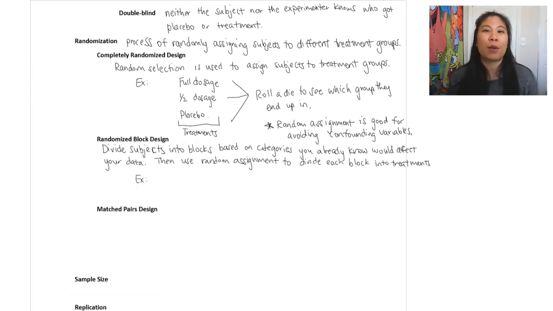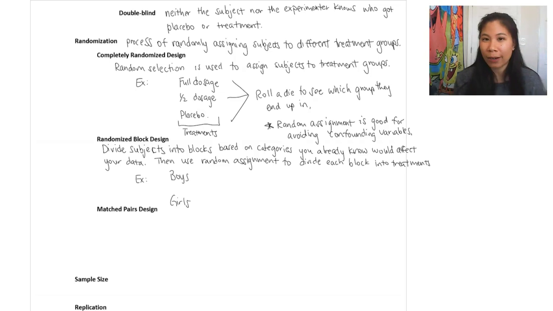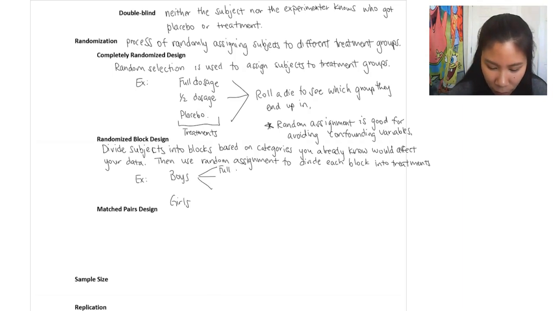If I were to set up my experiment visually, it would look something like this. Let's say I am splitting my groups up into boys and girls. And then from there, I still have my three treatment groups. So out of the boys, just out of the boys, I'm going to separate them into my full dosage group, my half dosage group, and my placebo group.